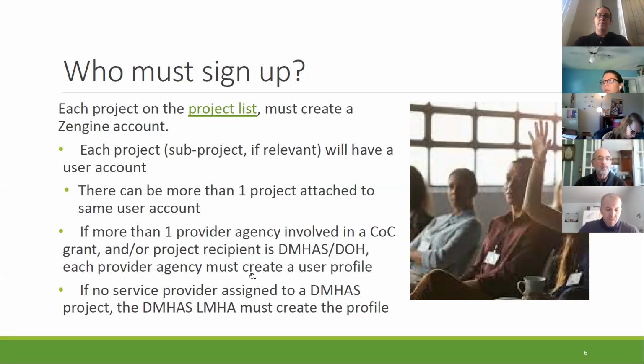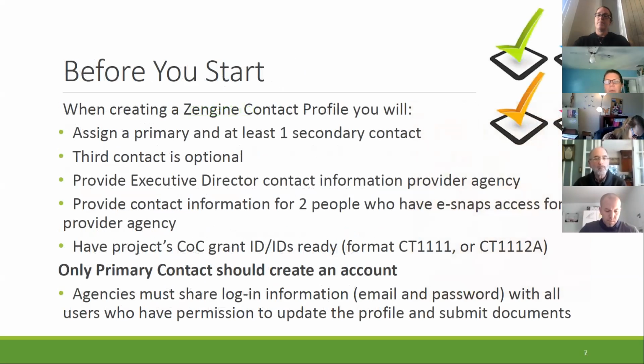When you're creating the profile, I'll say this more than once, but if you're one of those grants where the grant recipient is DMIS or DOH and there is an A or a B or a C, when you're telling us what grant your agency represents, please use that A or B or C at the end of the CT, the 4 numbers, and then use the A, B, or C. So before you start, just have this information available so that you'll be able to complete the profile. You have to assign a primary and at least one secondary contact. A third contact is optional. More instructions on DMIS, DOH, and YHDP coming up.